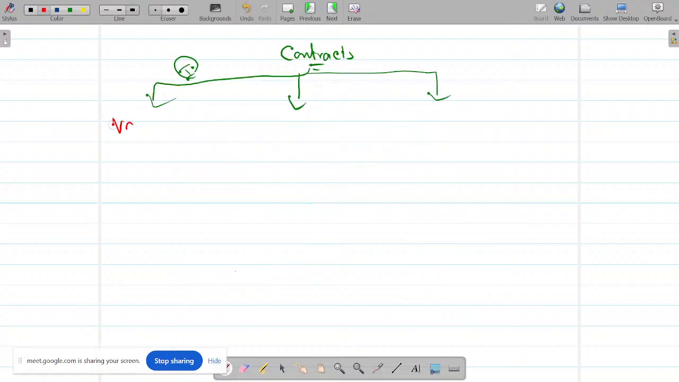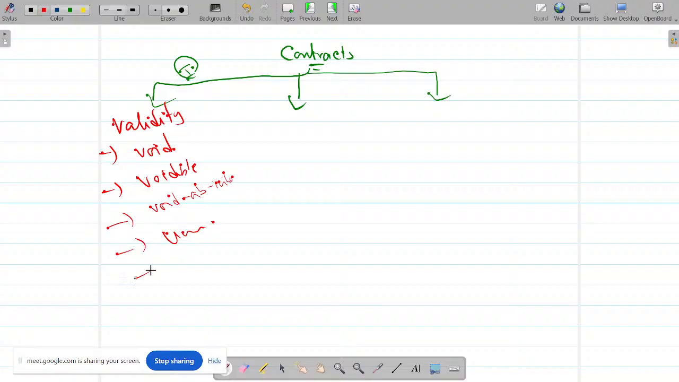So in my chart, the first one is on validity. Under that, subdivision: voidable. I'm not okay with the order. Voidable, void ab initio. I have not actually mentioned void ab initio over there. Unenforceable and valid. Illegal. Okay.